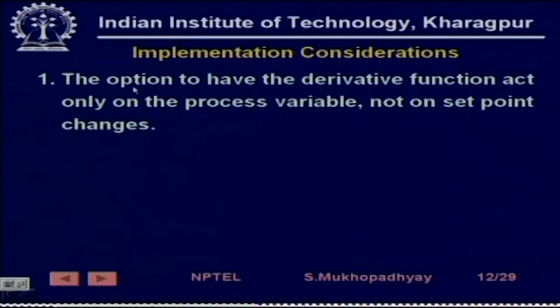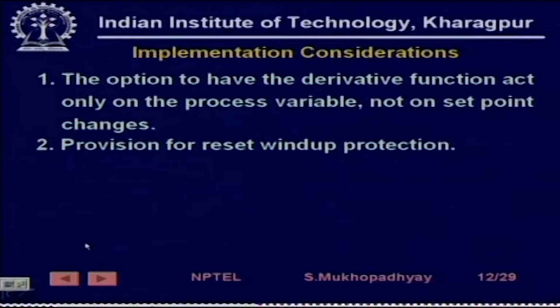You have already seen the option to have the derivative function act only on the process variable and not on set point changes, because set point changes can be step-like. That would suddenly induce a very high input to the plant. The input will rise almost like an impulse and come down if you make a step change, because of the derivative term. So, you never apply such set point changes to the derivative term, but you take the derivative only from the process variable.